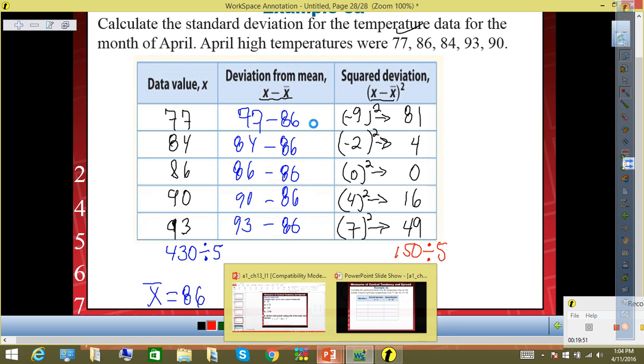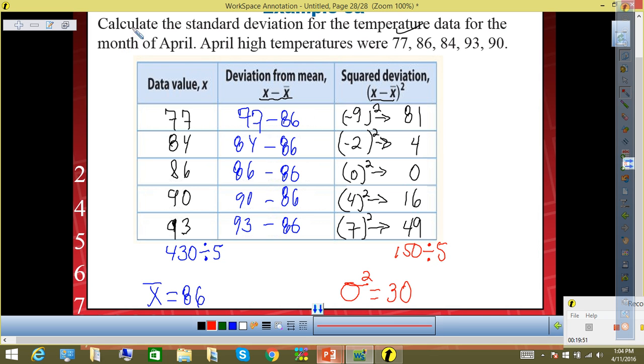Okay. However, what are we trying to calculate here? What did it say? The standard deviation. This one is squared standard deviation. How do we cancel that squared? Square root, and that's how we're going to find our standard deviation. So find me approximately what square root of 30 is, please. You already know how to do that. Go.